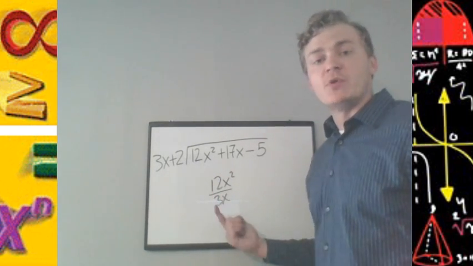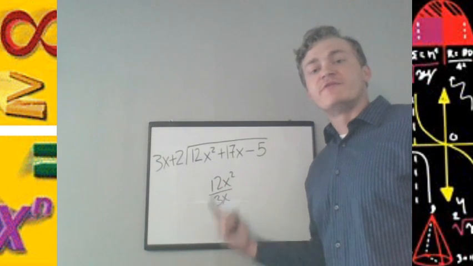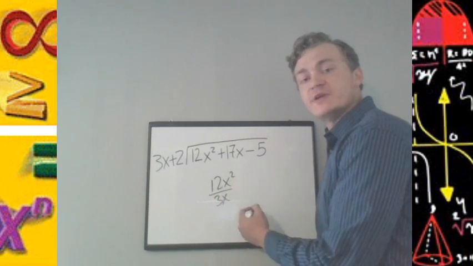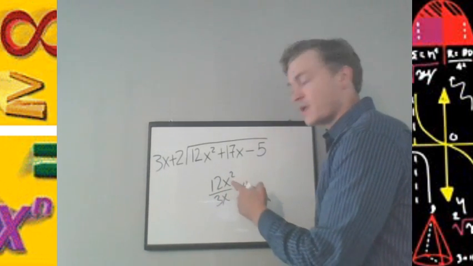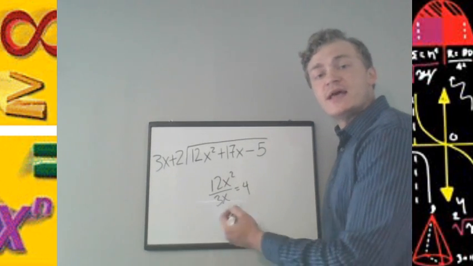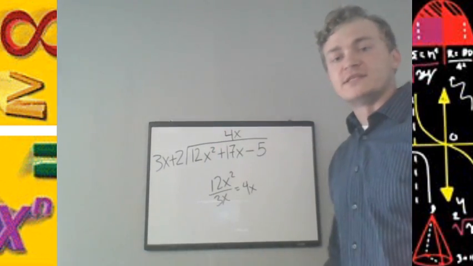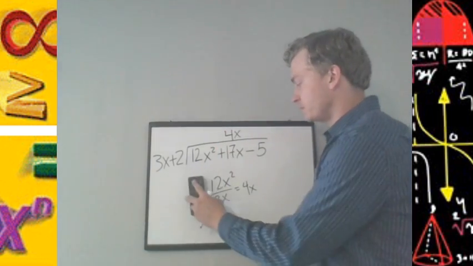Right? What do we need to multiply to 3x to get 12x squared? We can find that by dividing 12x squared and 3x. 12 divided by 3 is 4. X squared divided by x is x. So we write 4x at the top. This is part of our quotient.